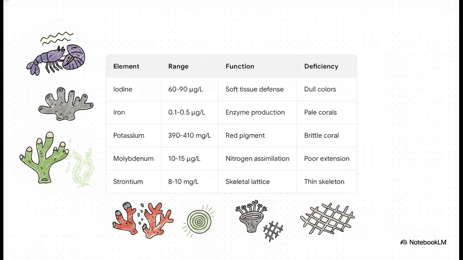If your Chaetomorpha is lagging or your green corals are looking pale, definitely check your iron. Then we have potassium, targeted around 390 to 410 milligrams per liter. This one is fascinating. It actually synthesizes red pigments. So if your red and pink corals are suddenly fading to gray or the branches are getting brittle, potassium deficiency is for sure a prime suspect.